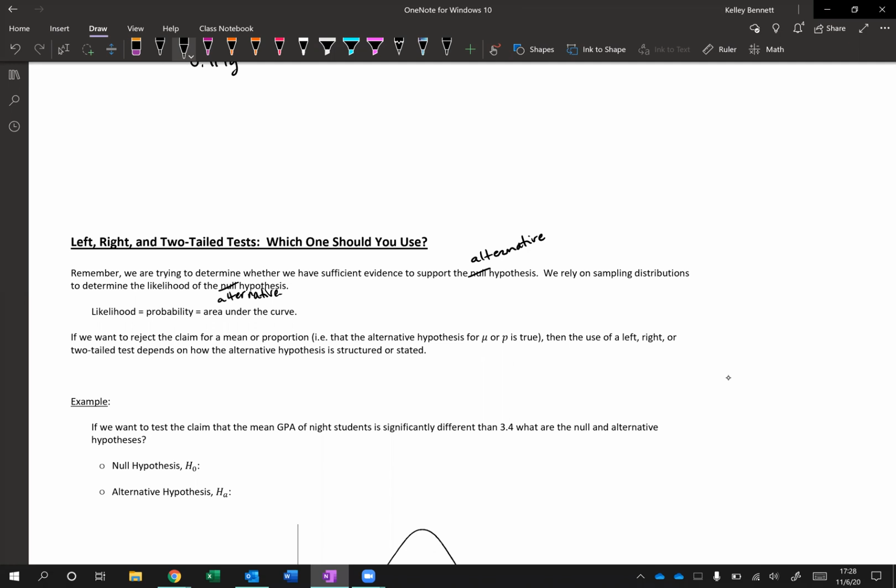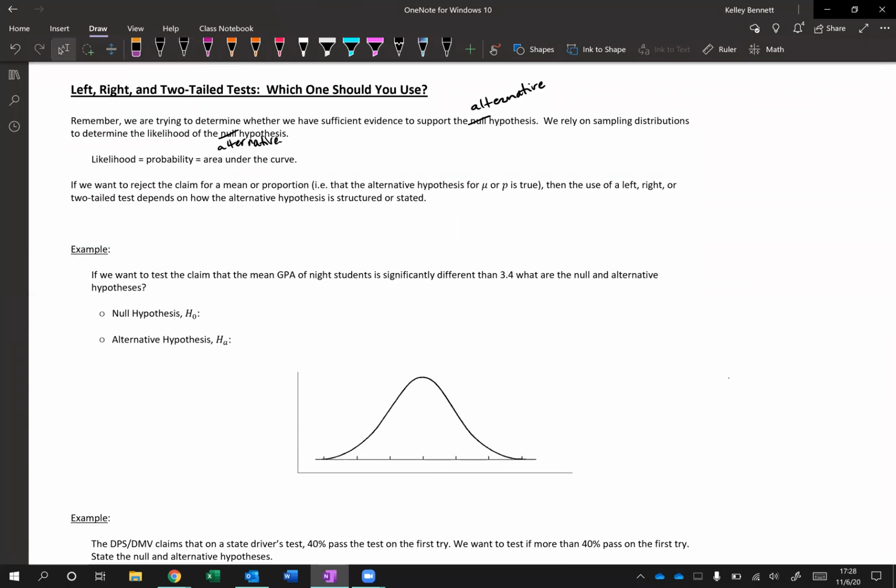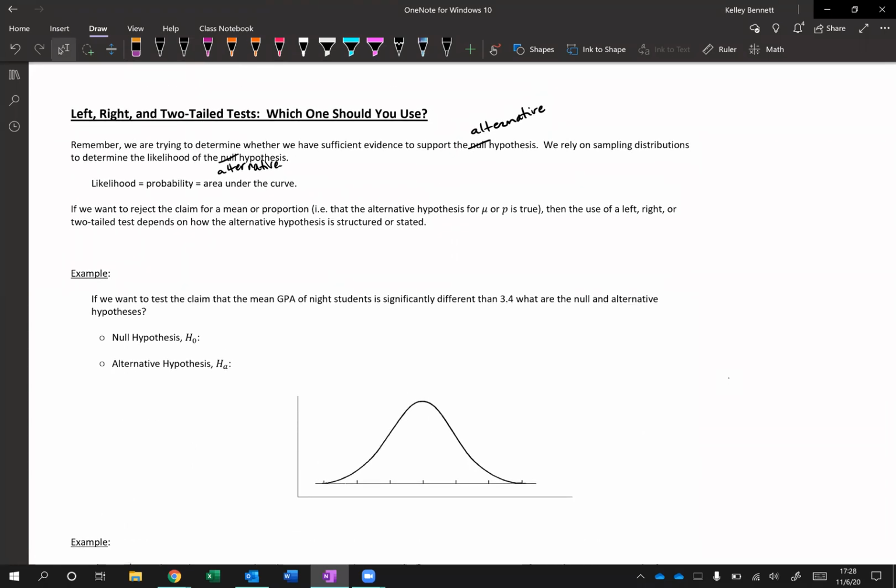So in the first example we had about the GPA, remember that our null hypothesis was that mu was equal to 3.4. Maybe this is normal, maybe it's a t distribution. Remember how we had that distinction in 8.1, 8.2 and 8.3, we were using either a normal or a t distribution. I'm not saying which one this is right now, and we will get to that, but it's one of the two.